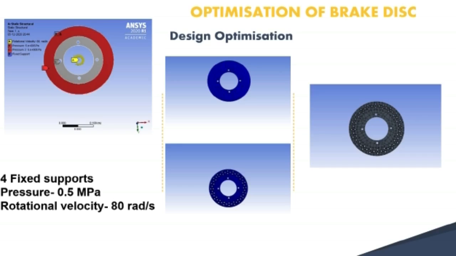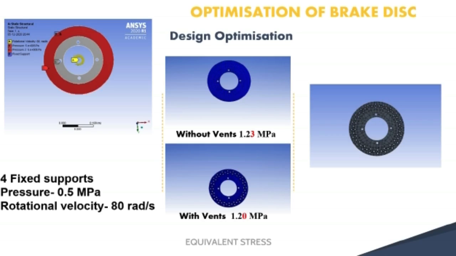After the analysis of total deformation and equivalent stress, we found that a disc without vents has more equivalent stress as compared to the one which has vents in it. Hence, the one with vents is preferred for further analysis. After this, we have done the topology optimization so that the shape and design of the disc rotor could be optimized. The visible material in the video is to be removed for further analysis.